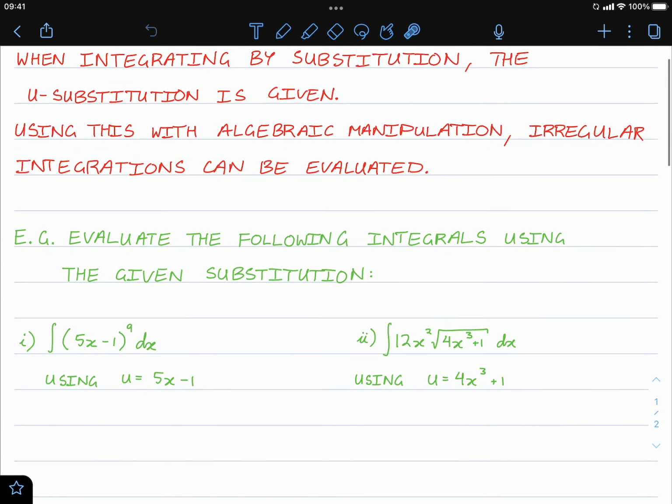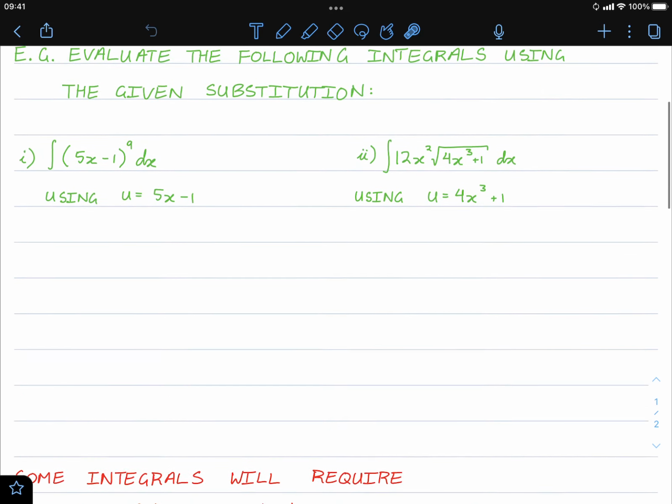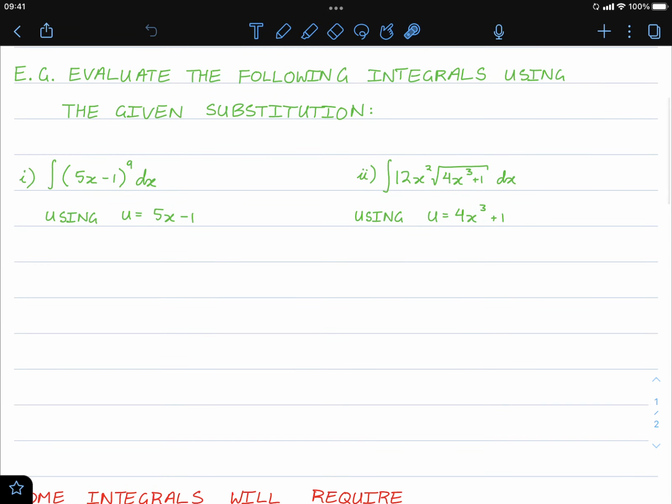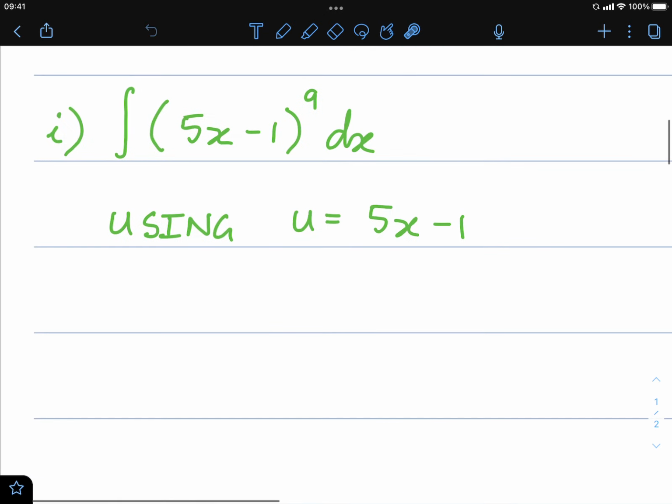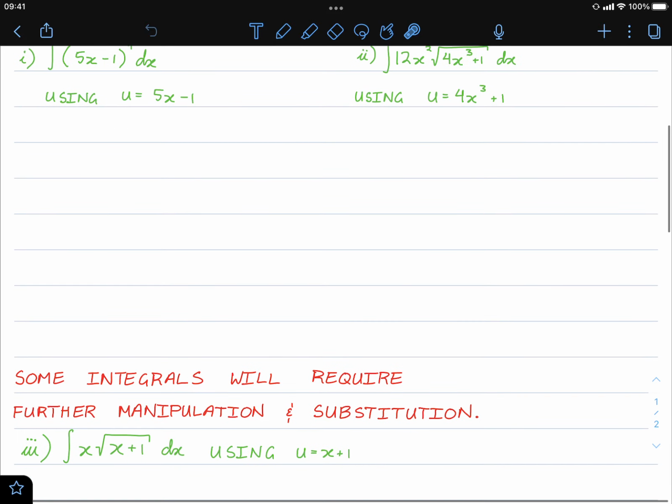When integrating by substitution, the u substitution is given. Using this with algebraic manipulation, irregular integrations can be evaluated. So let's take a look at these integrations here. You can pause at any time and give this a go yourself.